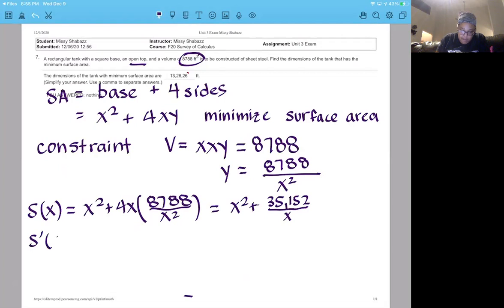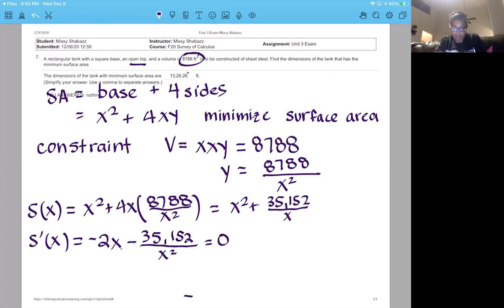So s prime of x is equal to negative 2x minus 35,152 over x squared. We're going to set that equal to 0. I don't know why I have a negative 2x. It should be a positive 2x. So I have a 2x is equal to 35,152 over x squared. Let's multiply both sides by x squared.